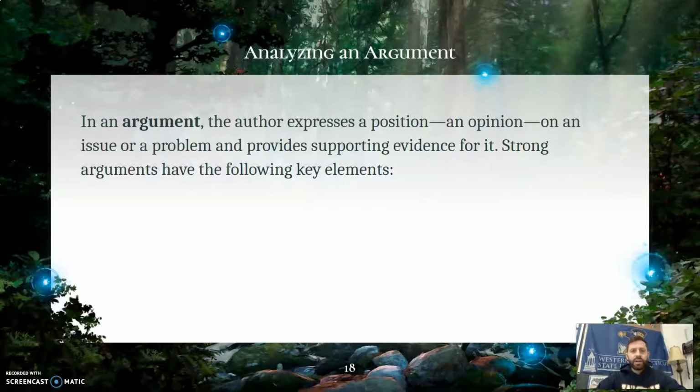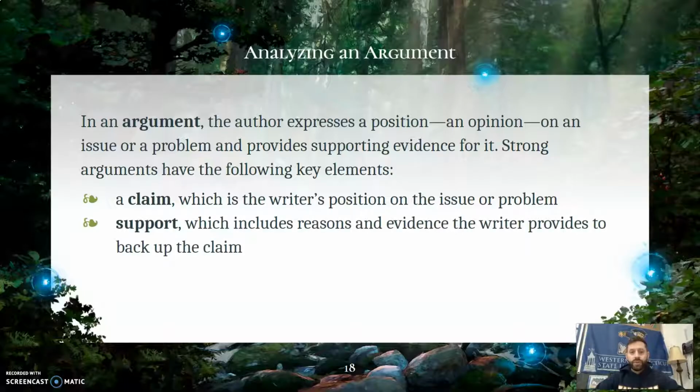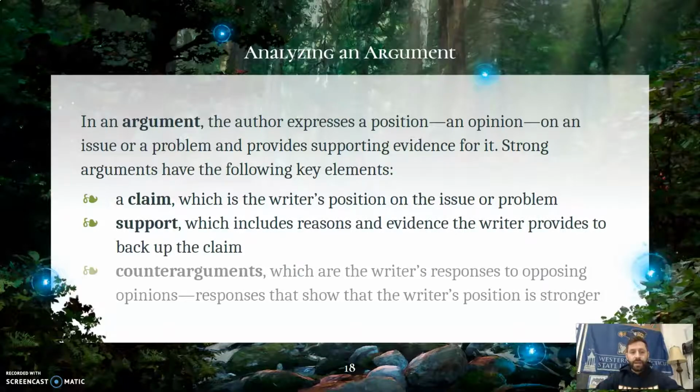Analyzing an argument. In an argument, an author expresses a position or an opinion on an issue or problem and provides supporting evidence for it. Strong arguments have the following key elements. A claim, which is the writer's position on the issue or problem. Support, which includes reasons and evidence the writer provides to back up the claim. And counterarguments, which are the writer's responses to opposing opinions, responses that show the writer's position is stronger than the other ones.